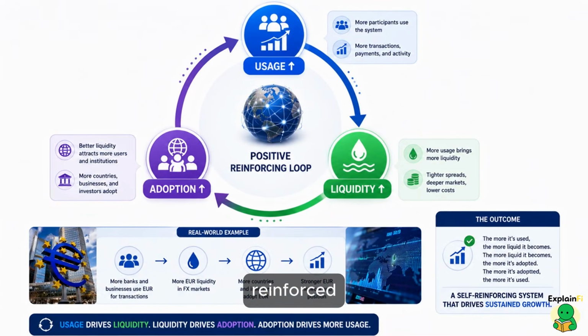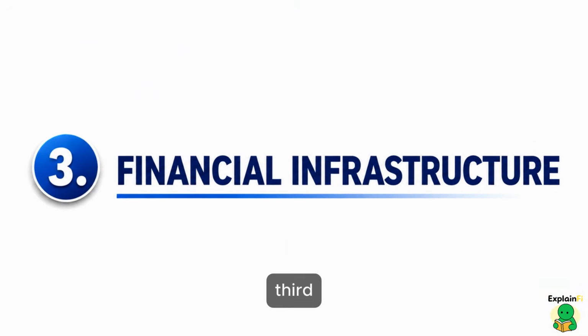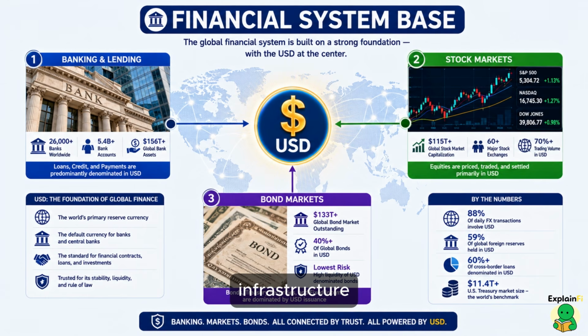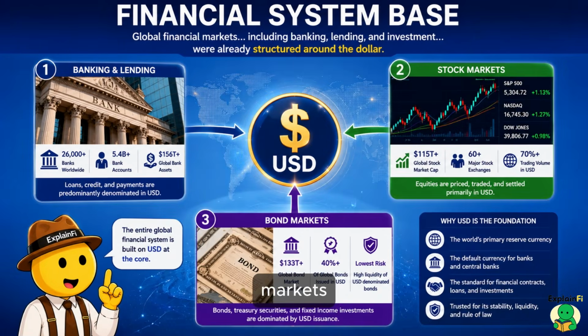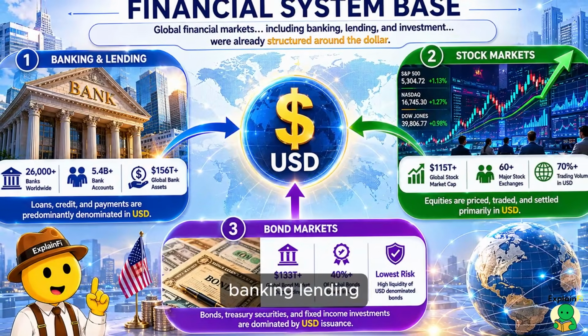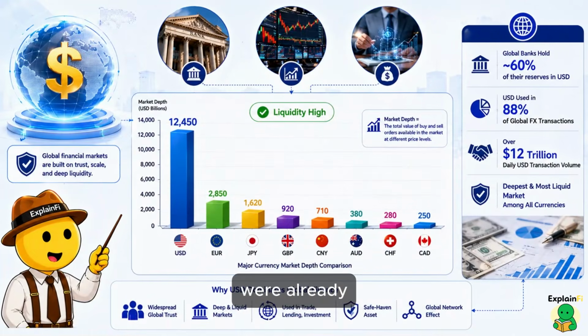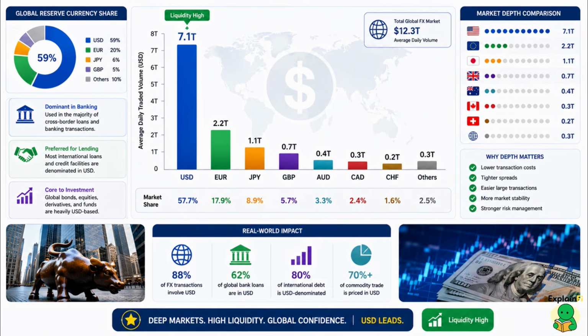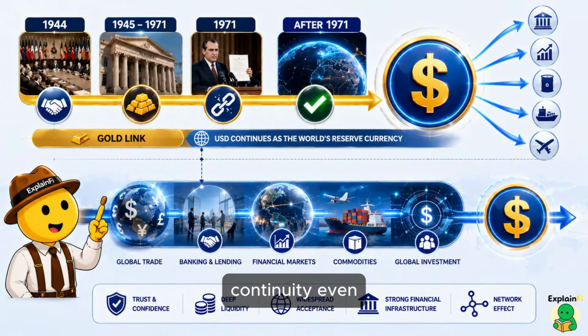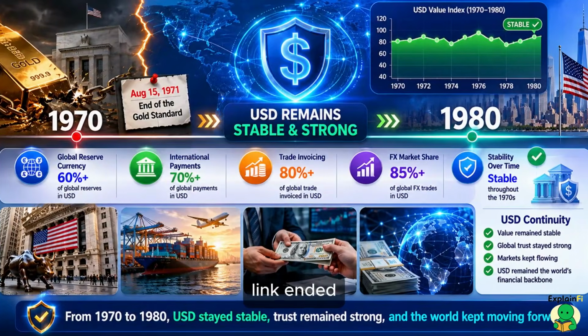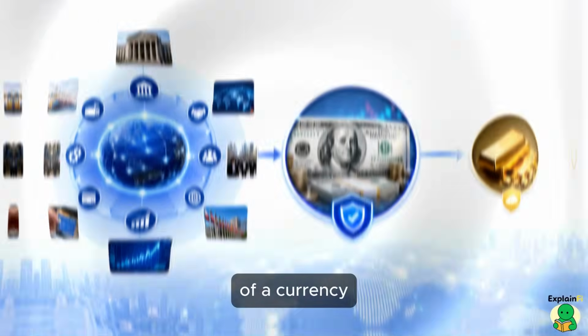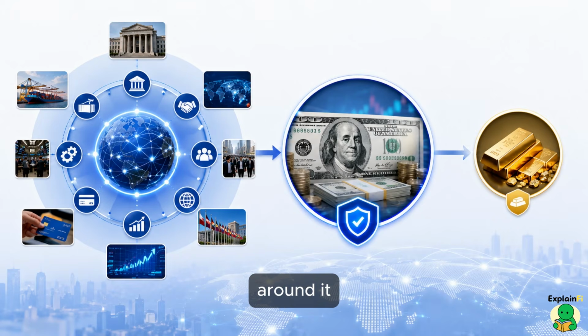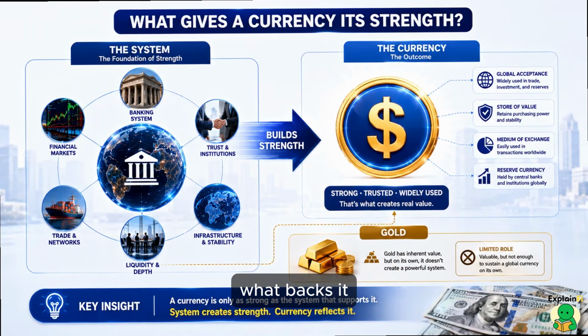The system reinforced itself. Third, financial infrastructure. Global financial markets, including banking, lending, and investment, were already structured around the dollar. This created continuity, even after the gold link ended. The strength of a currency can depend on the system around it, not just what backs it.